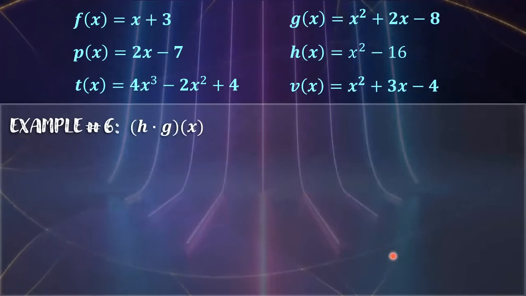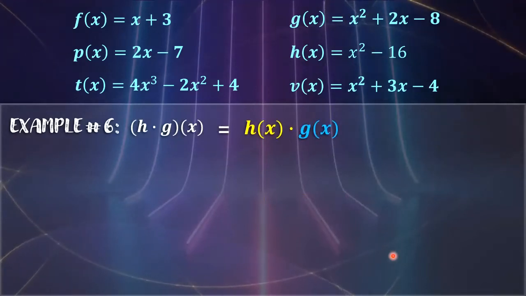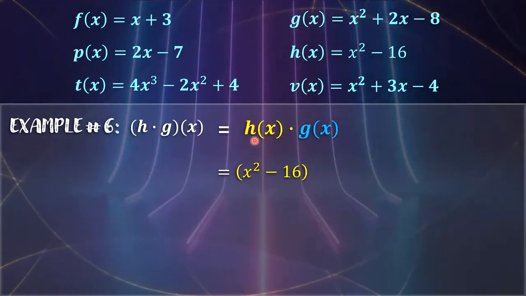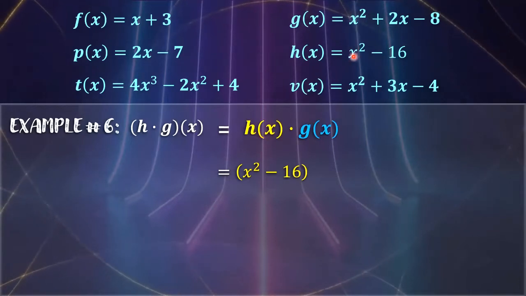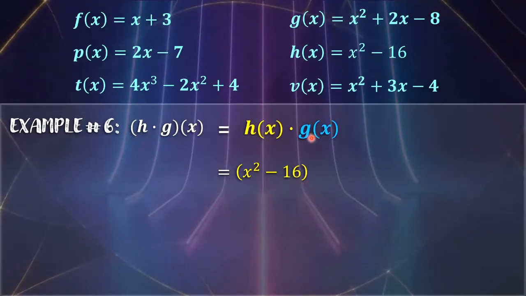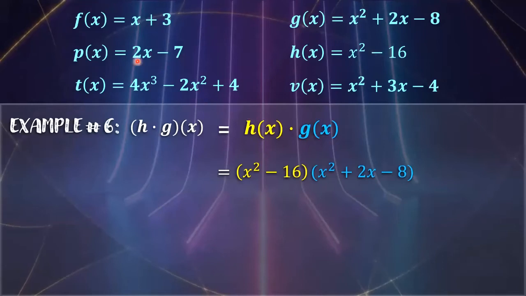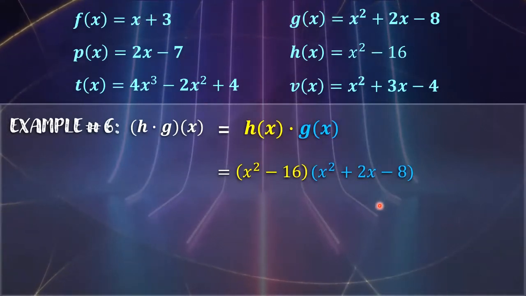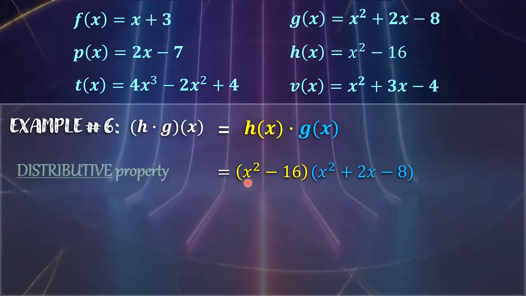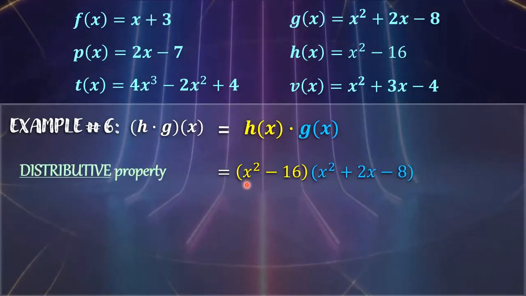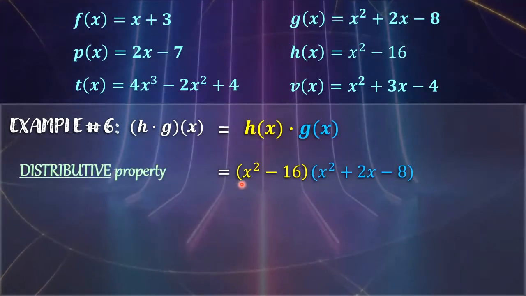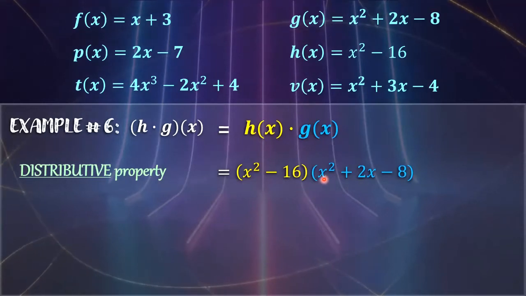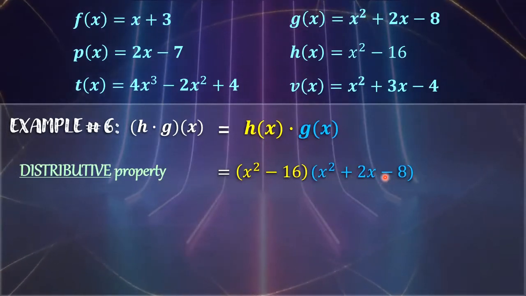Example number 6, still solve for the product of h of x and g of x. Substitute the function of h of x. We have x squared minus 16 times the value of g of x, which is x squared plus 2x minus 8. The next process would be distributive property. We can't use the FOIL method because it's for binomials only. We have here the second function, it's a trinomial.